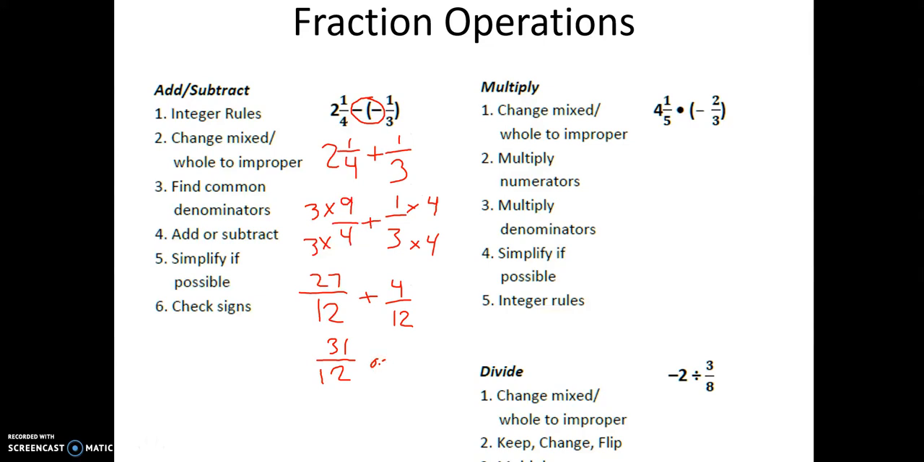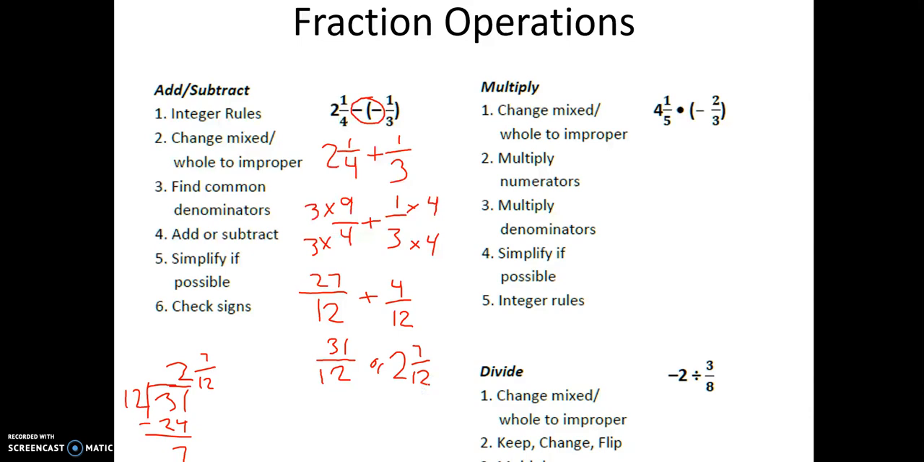And then 12 will go into 31 2 times. 2 times 12 is 24. Subtract 31 minus 24 is 7. And I'm left with 7 over 12. 7 is a prime number, so it can't be simplified anymore. So 2 and 7 twelfths.